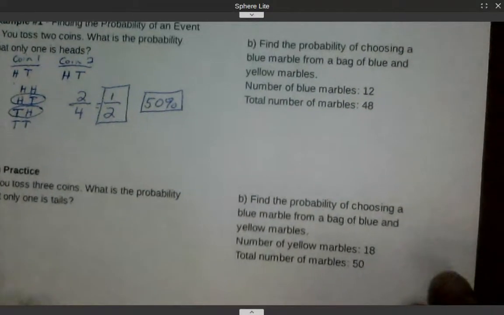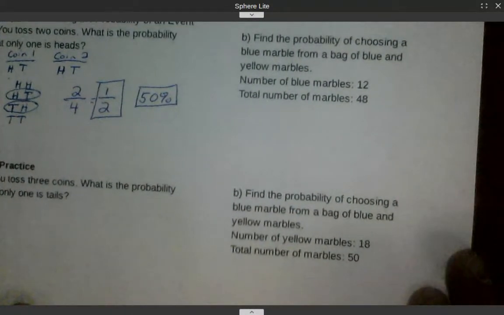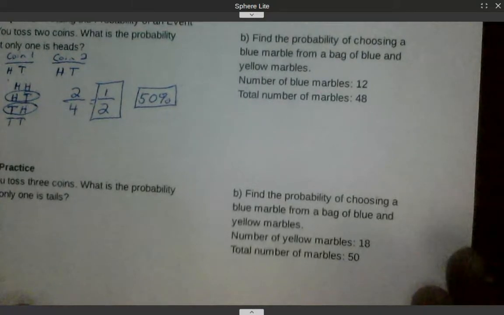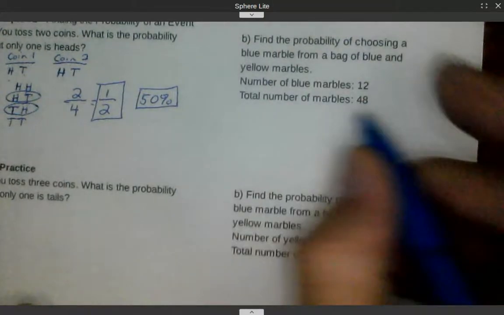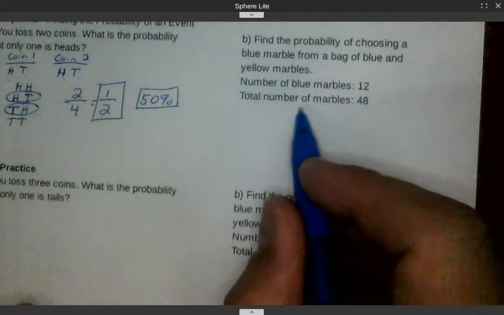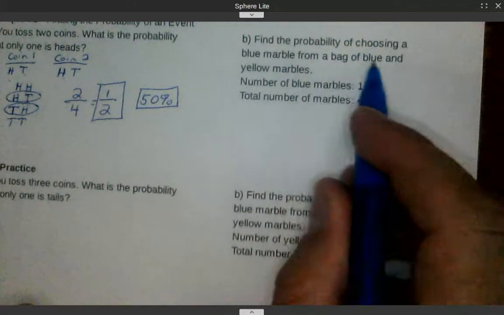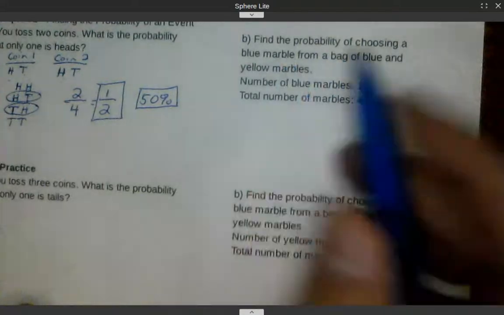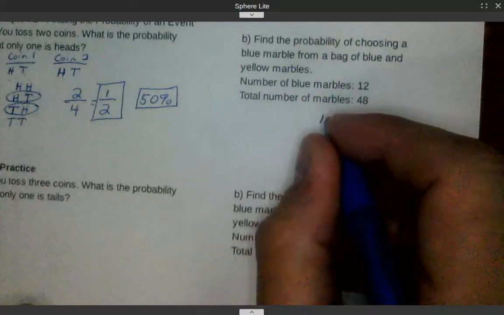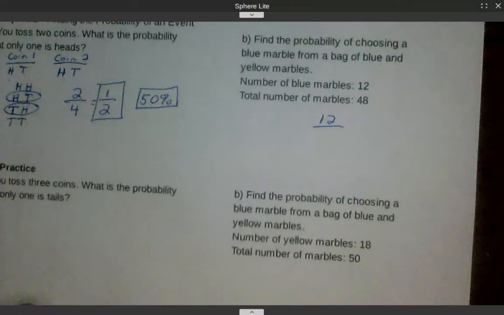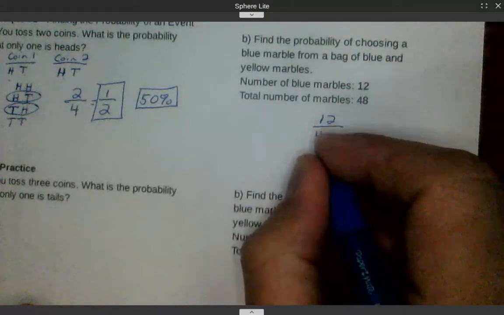Let's do another one. Let's find the probability of choosing a blue marble from a bag of blue and yellow marbles. The number of blue marbles is 12, and the total number of marbles is 48. So I'm trying to find the number of blue marbles that I can choose. So I know that there are 12 blue marbles, and I know that there are a total of 48 in the bag.